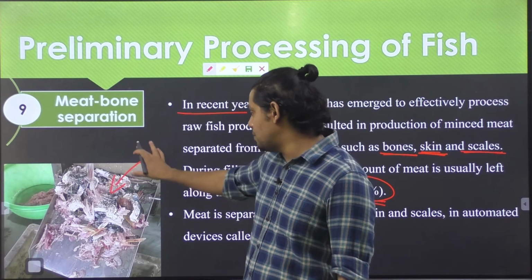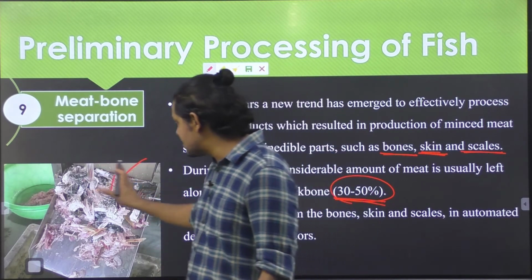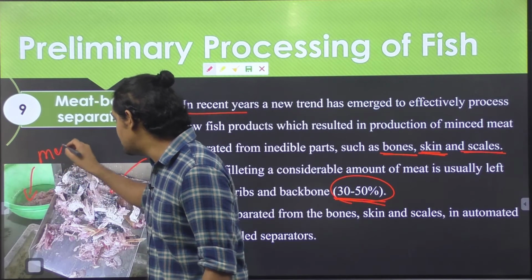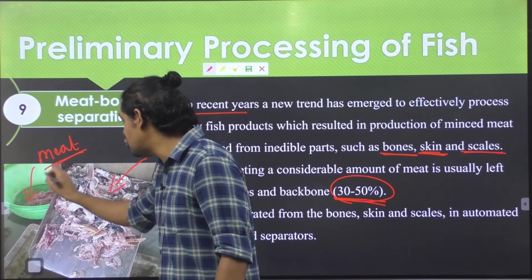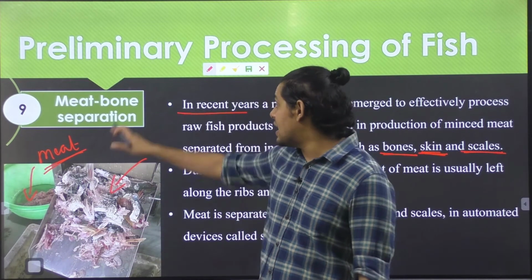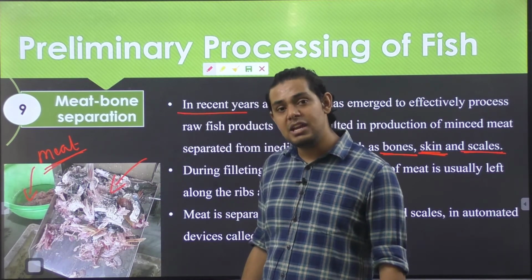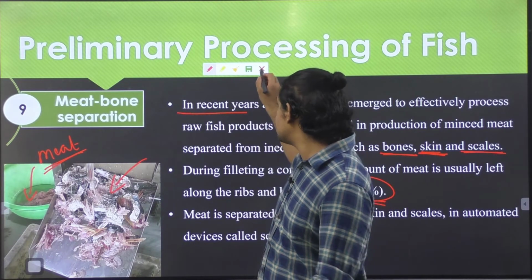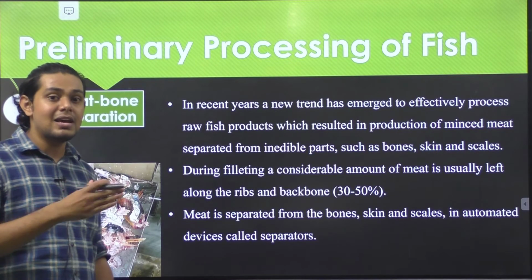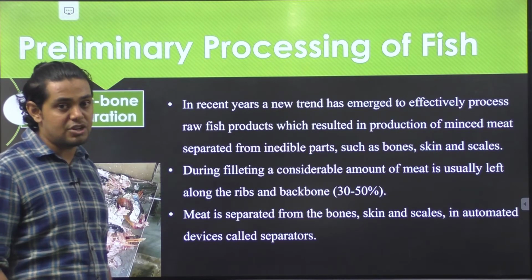So this meat bone separator, what it does is it separates the bone as well as the meat portion. Herein you can see the meat portion. This meat will be effectively used for the preparation of minced meat products. So that is the advantage of having a meat bone separator.